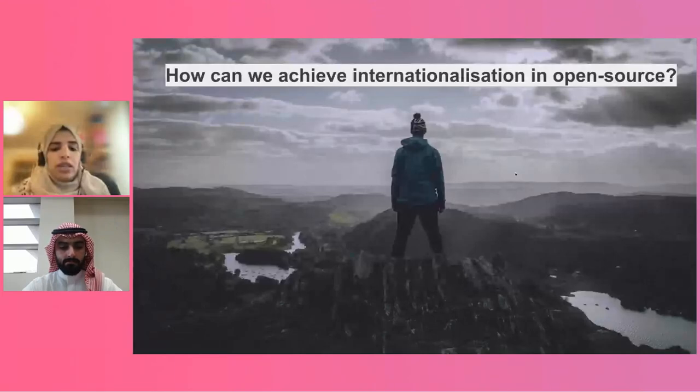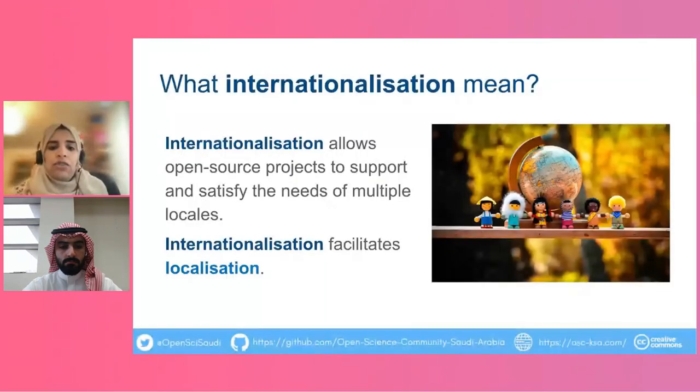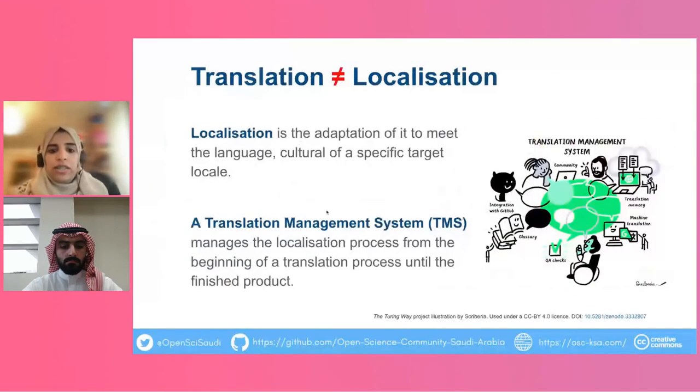You might ask what this complicated word means. What is internationalization in the first place? It basically means that during the design process for any open source project, even if you don't want to translate it, it has to be designed in a way that makes it easier for other people to adapt it to multiple locales. It's easy to localize. So internationalization, in its essence, has this accessibility aspect. It facilitates localization. And what's localization? Localization is not a translation. It's taking it one step further to meet the cultural aspect. It has a contextualization aspect to it, which I'm not going to speak about more.